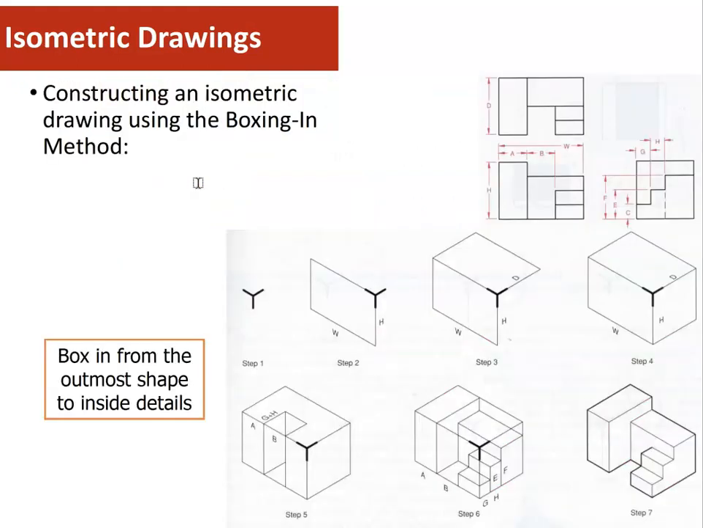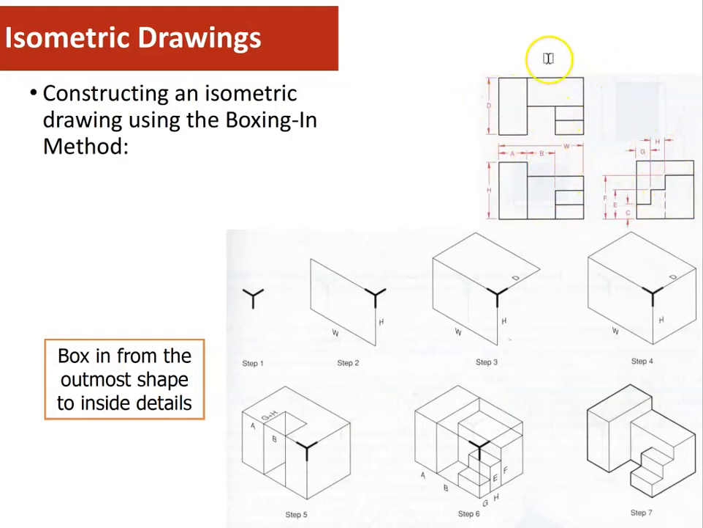Okay, so how do we construct isometric drawings? So again, we start with our axis. The axis must have an angle of 120 degrees. So this is our first step. The second step is to draw your block. Draw your block or draw your surface. This is what we're doing. This is what we have, our front, top, and right side view.